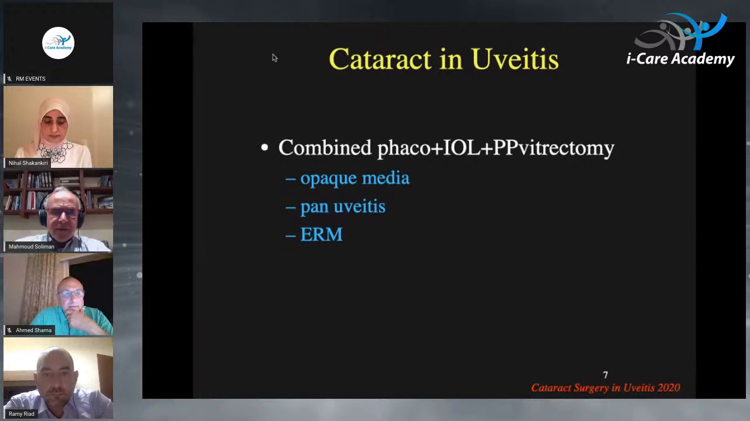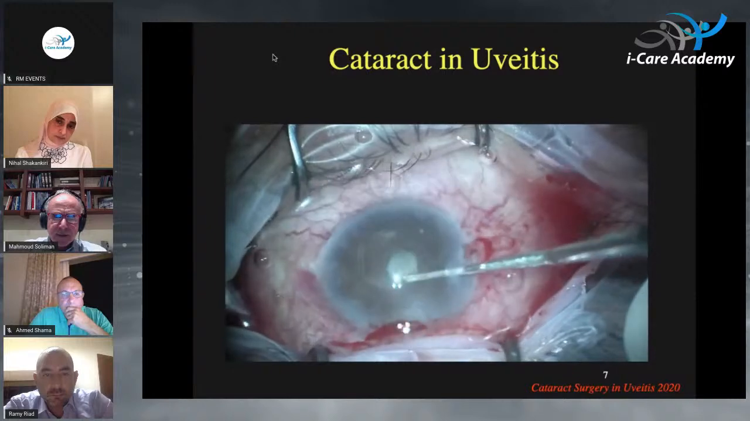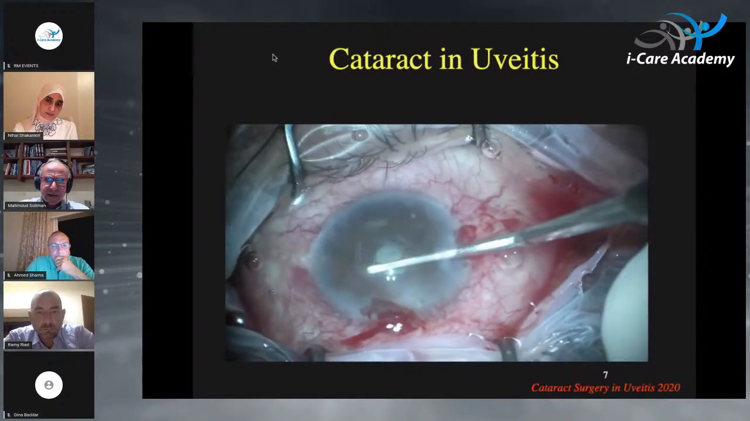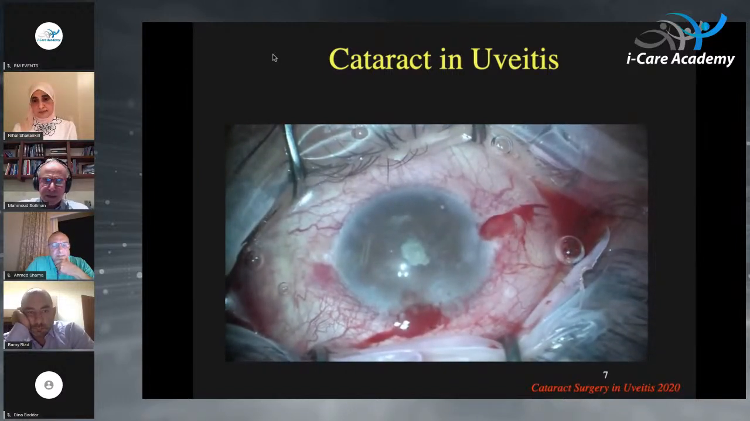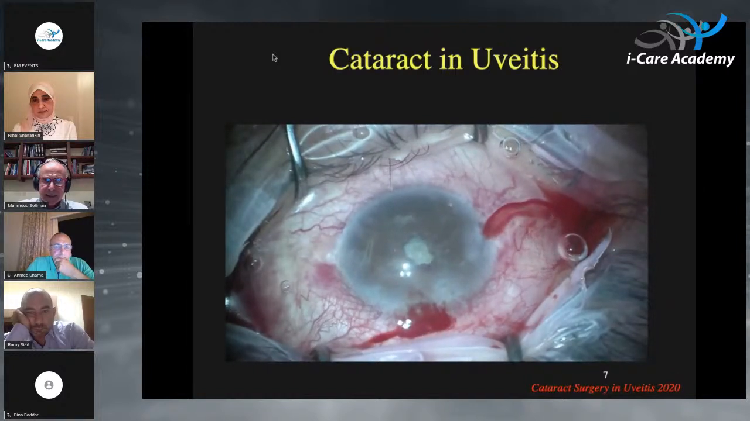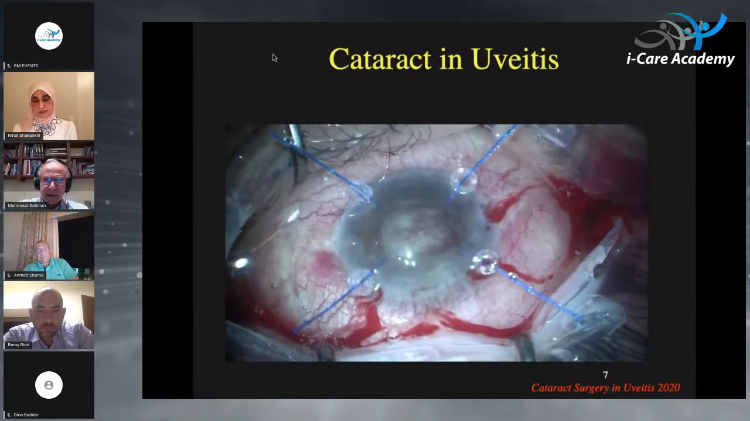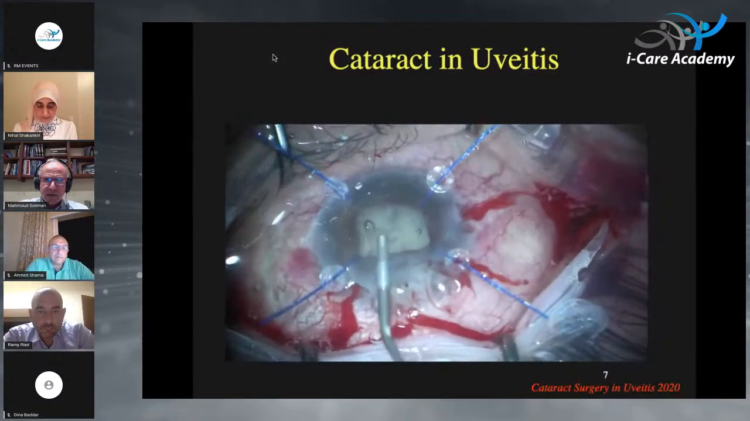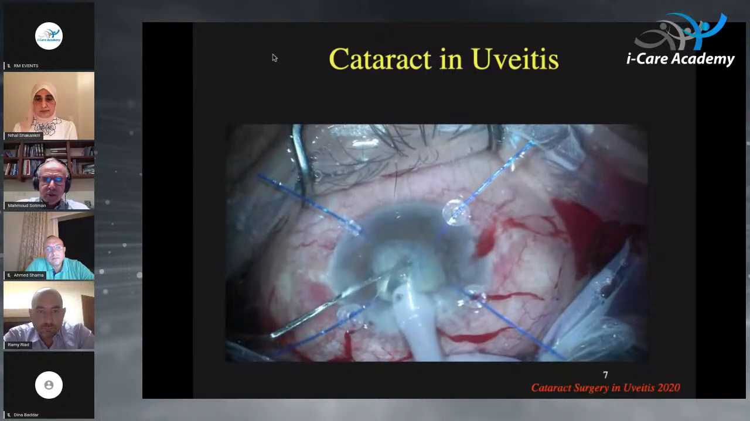So I reverted to combined phaco with an IOL implantation and vitrectomy. This is in most opaque media, pan-uveitis, particularly if the patient has an epiretinal membrane. And this is a typical patient with posterior synechiae. You try to sever the synechiae, try to mechanically dilate the pupil. Still, the pupil is undilatable. The solution, which is easy, is to just go in and place your iris hooks, and you have a well dilated, though rectangular, pupil. Usually the phaco is straightforward.